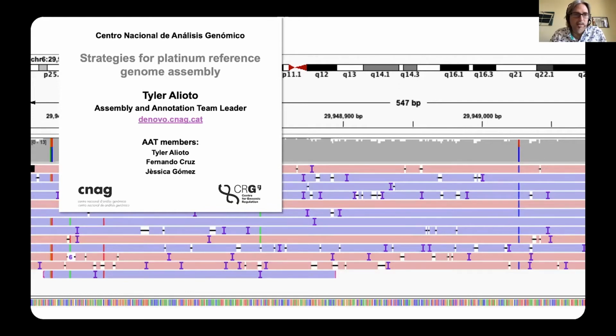I lead the assembly and annotation team, and I'd like to acknowledge my team members, Fernando Cruz and Jessica Gomez, two bioinformaticians that help with running the assemblies and annotations and improving the methods and pipelining them and everything.